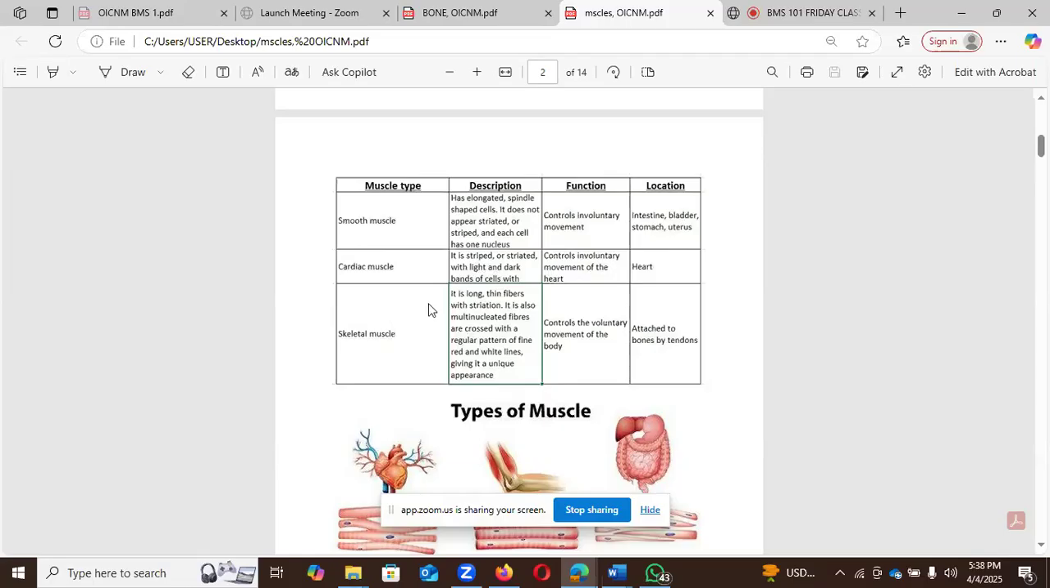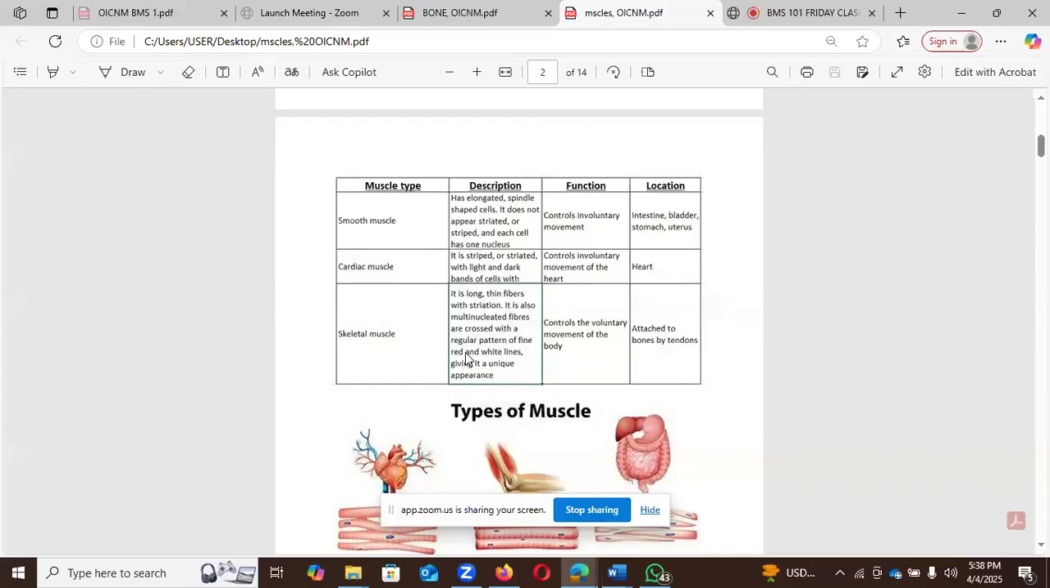Skeletal muscle. It is long, thin fiber, contains lines. It is multinucleated. It has many nuclei. It has a pattern. It has red and white lines. So this red and white line, you eat skeletal muscle. Like chickens and turkey, they have white muscle. This white muscle is the white type of skeletal muscle. The goat and cow, they have red muscle. This red muscle is a type of skeletal muscle.